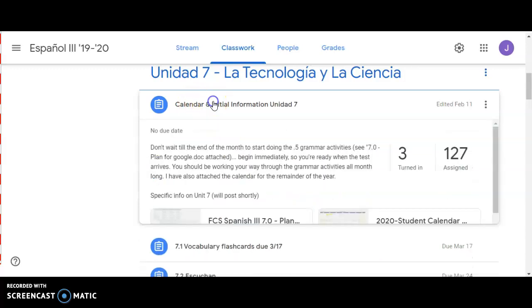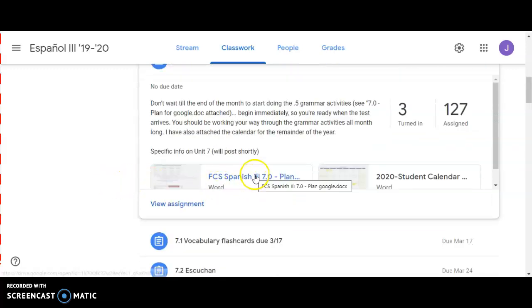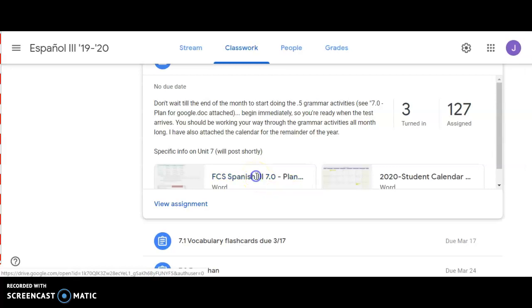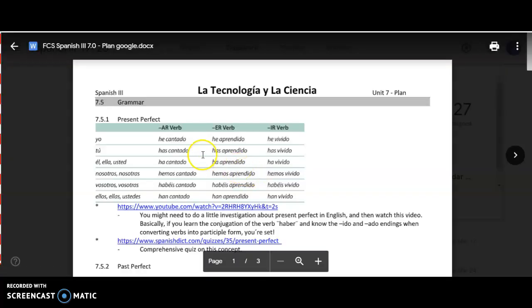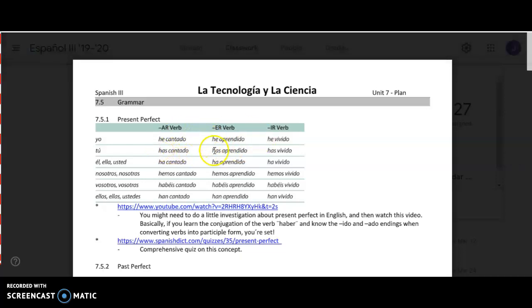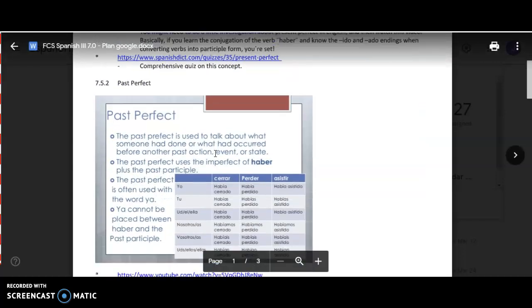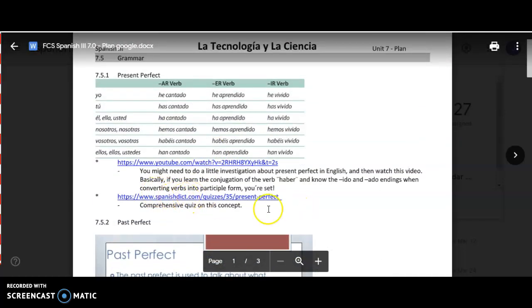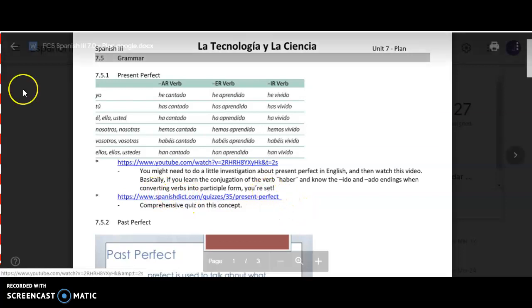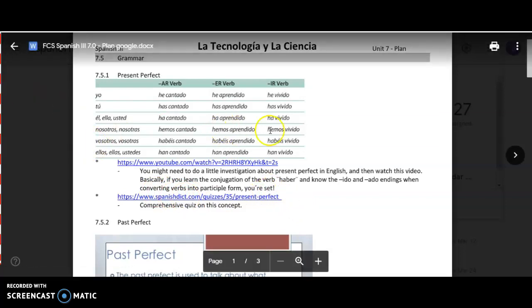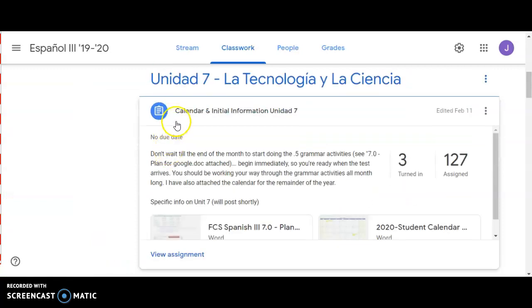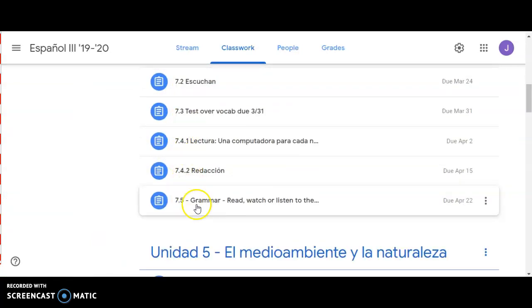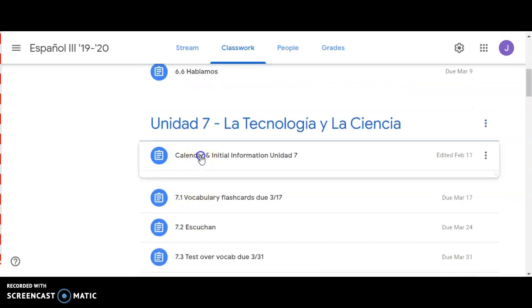Click on calendar and initial information, and you will get the plan for what's coming up in the grammar for this unit. Again, I recommend that you start on this immediately. You work through all these YouTube videos, master the material, do the quizzes, make sure that you know what you're doing before you get down to 7.5, which is where you're going to take the test. So you have loads of time to master this material.